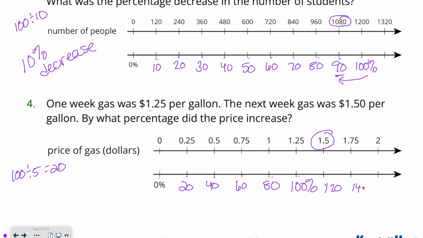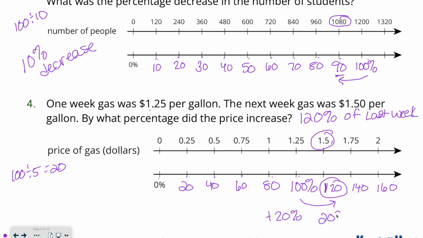120, 140, 160. So my $1.50 is at my 120%. So $1.50 is 120% of last week. To go from 100 to 120, we added 20%, so it is a 20% increase.